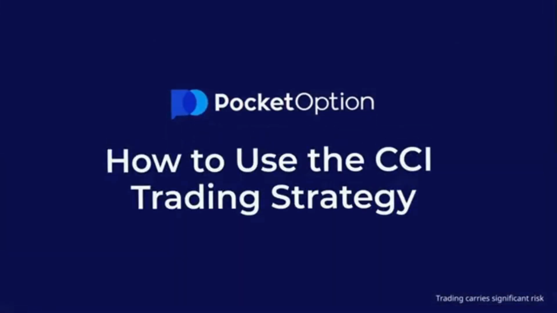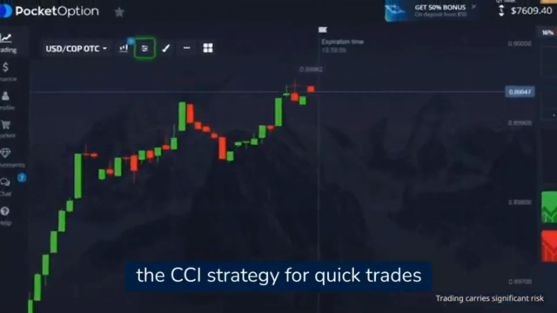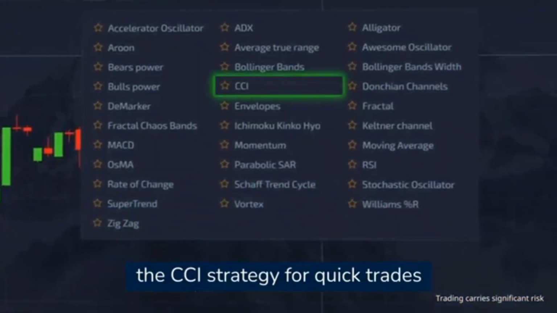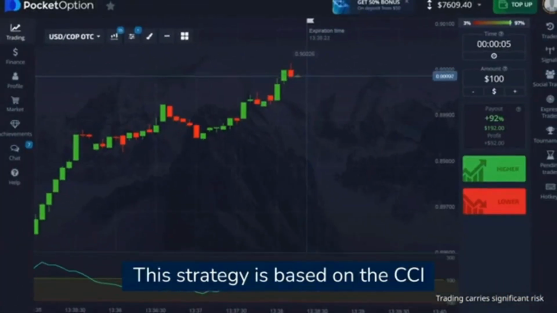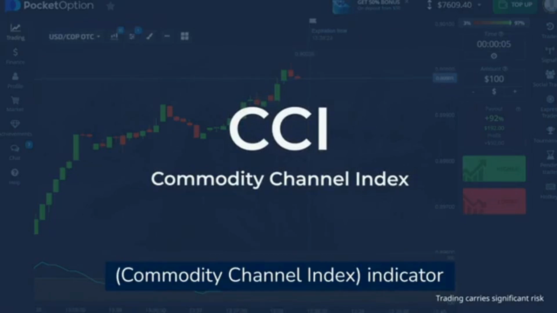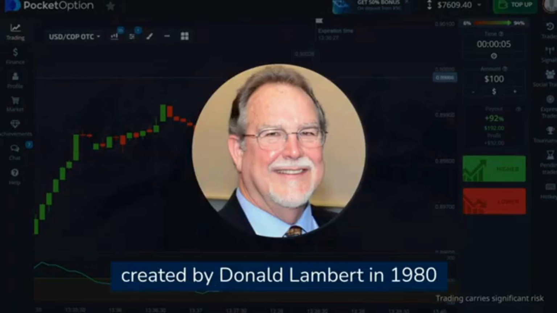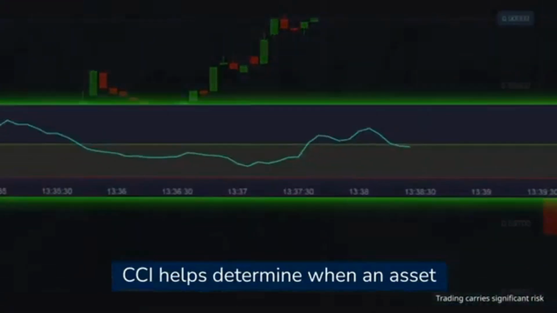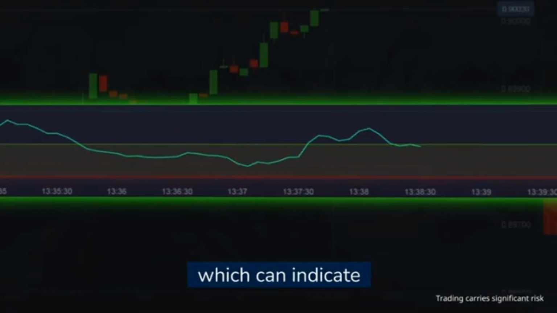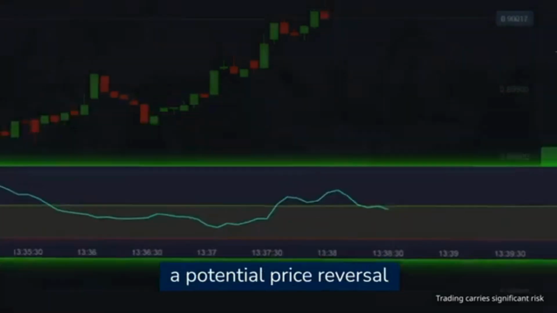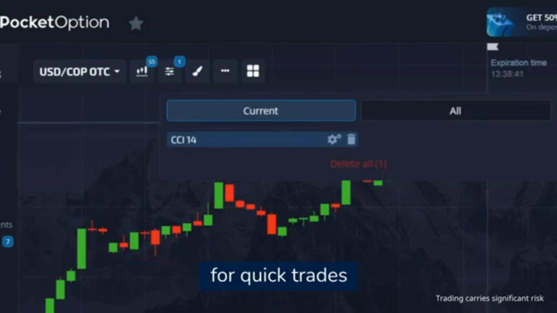How to use the CCI trading strategy. Today, we will show you how to use the CCI strategy for quick trades, starting at 5 seconds. This strategy is based on the CCI, Commodity Channel Index, indicator created by Donald Lambert in 1980. CCI helps determine when an asset is overbought or oversold, which can indicate a potential price reversal. How to set up the CCI indicator for quick trades.